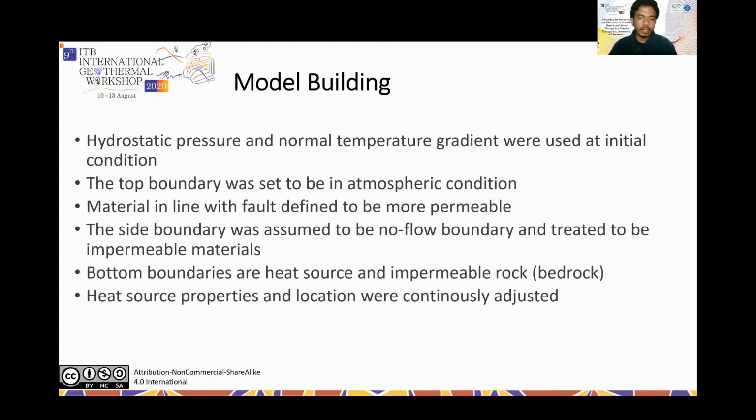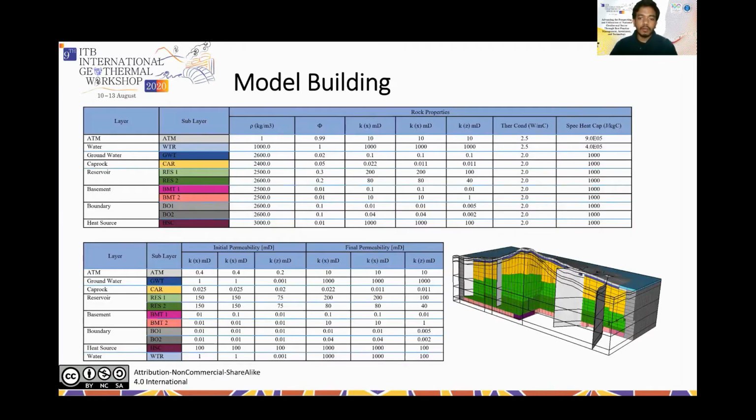The top boundary was set to be in atmospheric condition. Material in line with fault is defined to be more permeable. The side boundary was assumed to be a no-flow boundary and treated as impermeable materials. Bottom boundaries are heat source and impermeable rock or bedrock. The model consists of 8 layers that are defined based on a general medium enthalpy, high terrain geothermal system. Rock density, porosity, permeability, thermal conductivity, and specific heat capacity were defined.